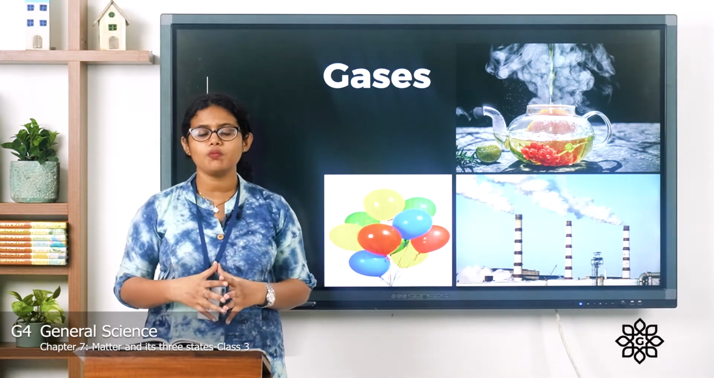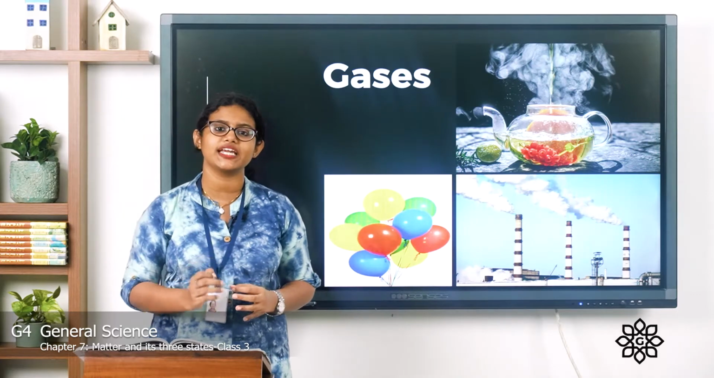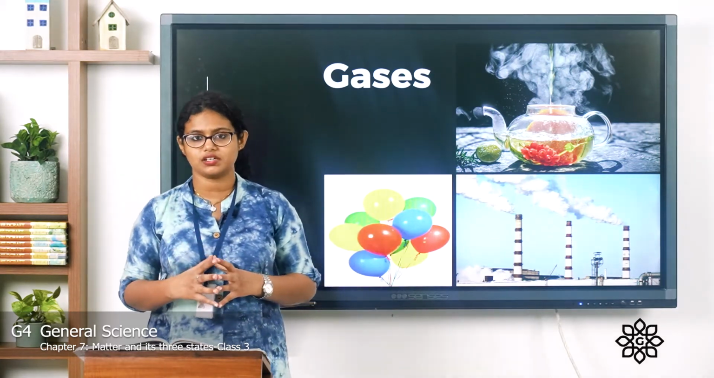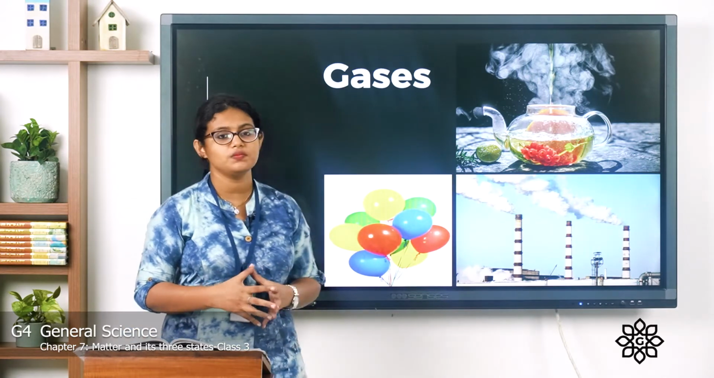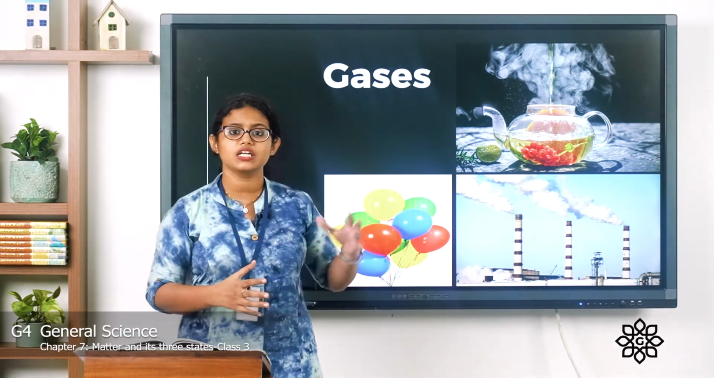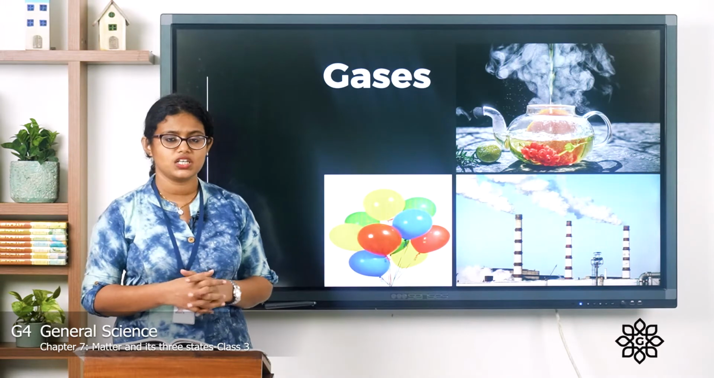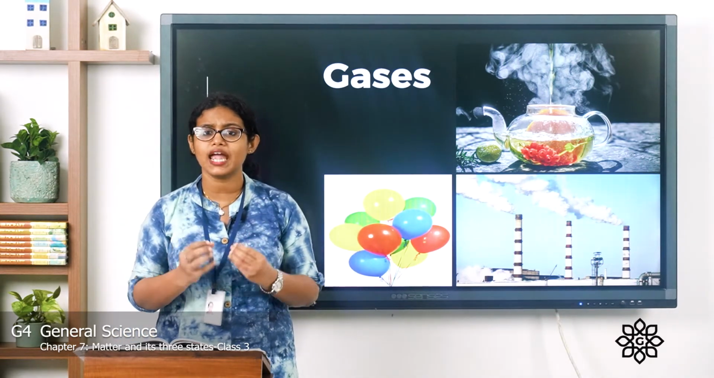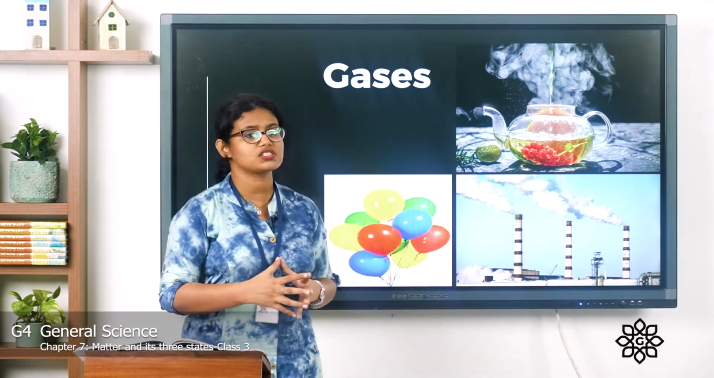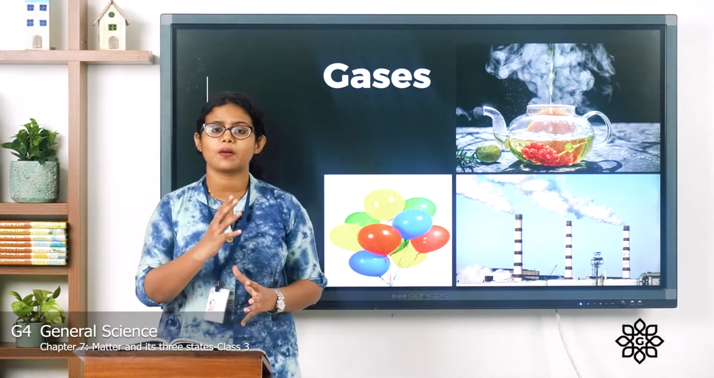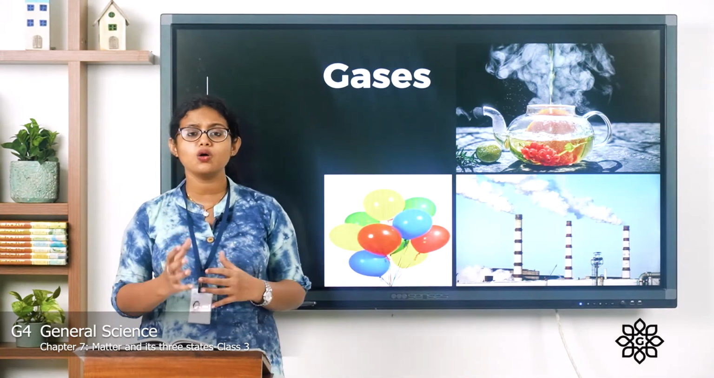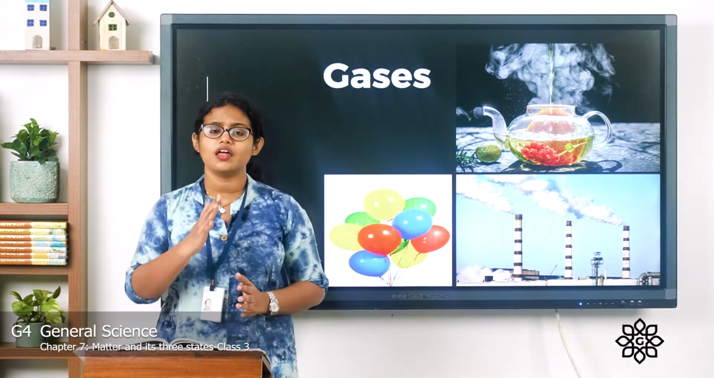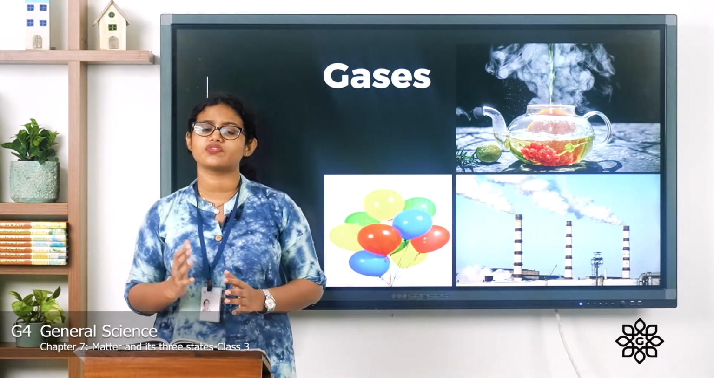So gaseous form is the lightest state of matter. And you can see different examples here. First, you can see the example of the steam coming out from the pot. You can see the balloons. These balloons are filled with air. And here you can see the smoke coming out from the factory. So all these are examples for gases. All these are the gaseous state of matter.